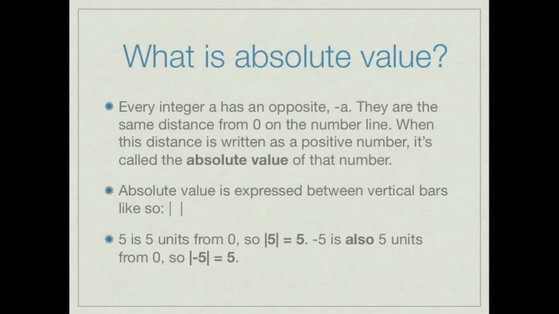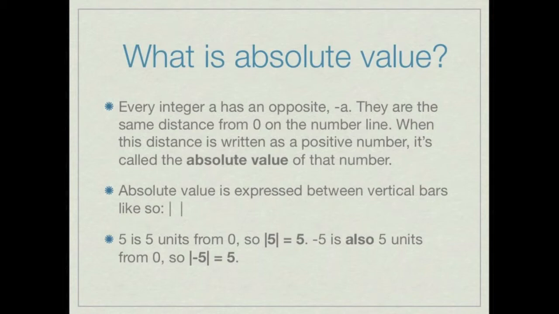Now we get into absolute value. This is interesting. Every integer a has an opposite, negative a, and although they have different values, they are the same distance from 0 on the number line. They have a distance a from 0. When this distance is written as a positive number, it's called the absolute value of that number. There is no negative distance from 0.